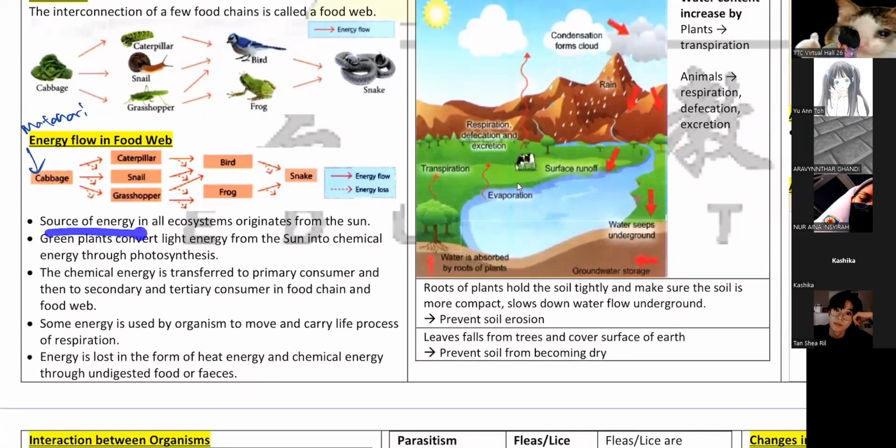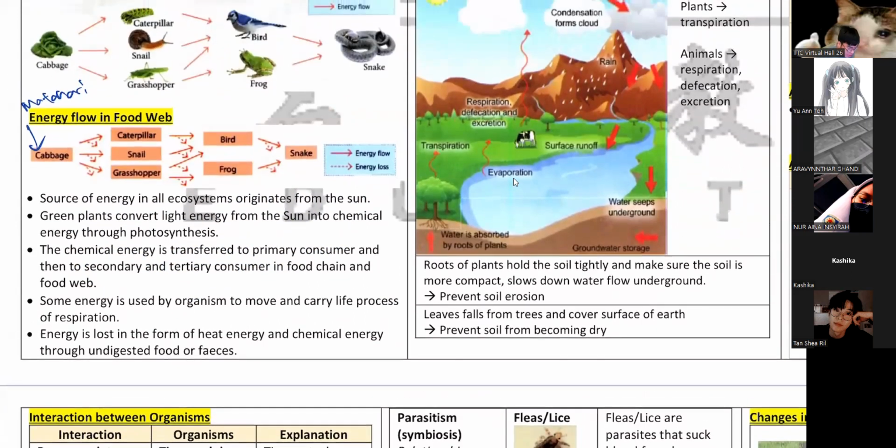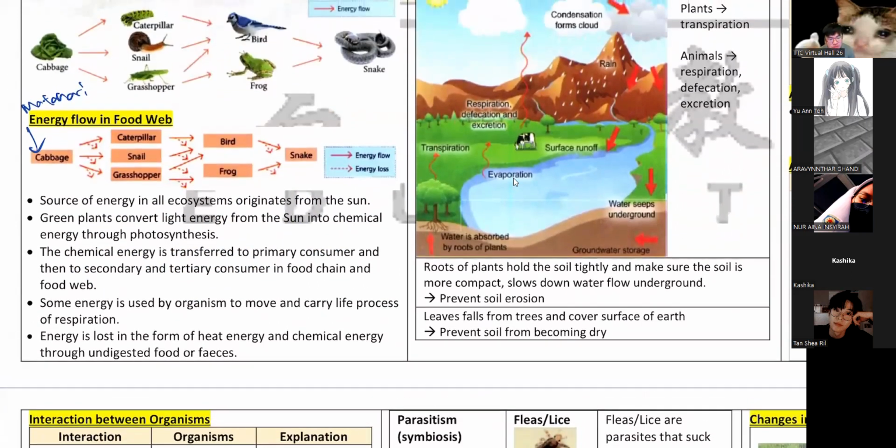So source of energy in ecosystem originates from the sun. Okay, datang dari matahari. And then green plant, they convert light from the sun into chemical energy. So whenever you eat food, you eat your veggie is chemical energy. Okay, and then it transfers to your primary consumer, then to the secondary, then to the tertiary, and then this whole thing goes up. All right, so as I said, I don't know whether you still remember.